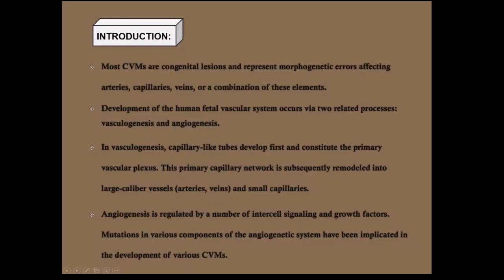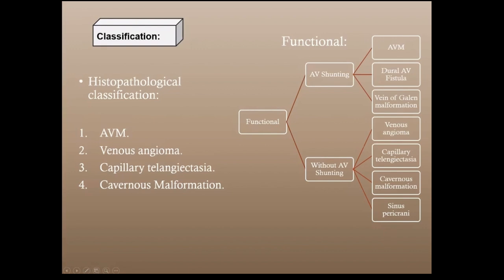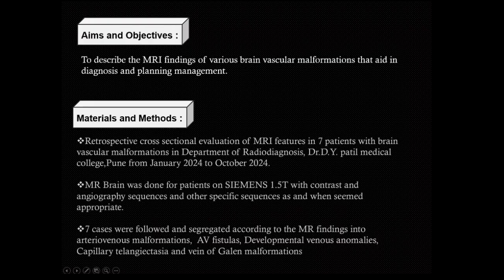Most cerebral vascular malformations are congenital lesions and represent morphogenetic errors affecting arteries, capillaries, veins, or a combination of these elements. Development of the human fetal vascular system occurs via two related processes, vasculogenesis and angiogenesis. They are classified histopathologically and functionally into various categories based on presence or absence of arteriovenous shunting.